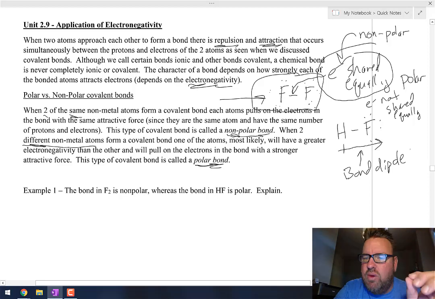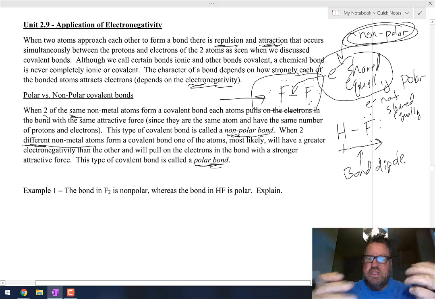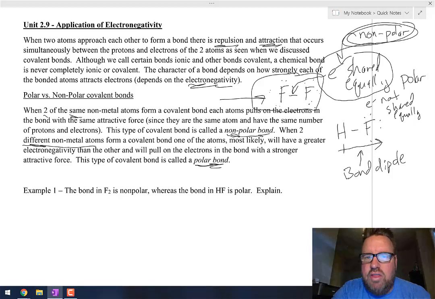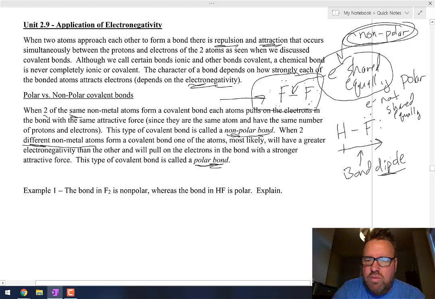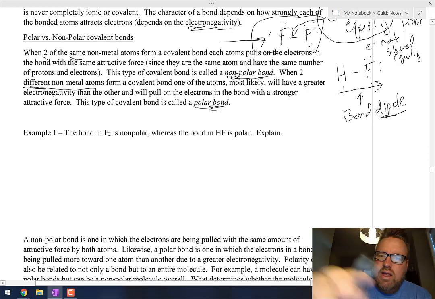So anytime you have a polar bond, you have a dipole, okay? If it's a non-polar bond, remember, there is no dipole. There is nothing pulling the electrons in one direction more than another. So only in polar bonds do you have what are called these dipoles, okay? So in example 1 here, we just talked about it. The bond in F2 is nonpolar, but in HF, it is polar. Okay, explain. Okay, so why?